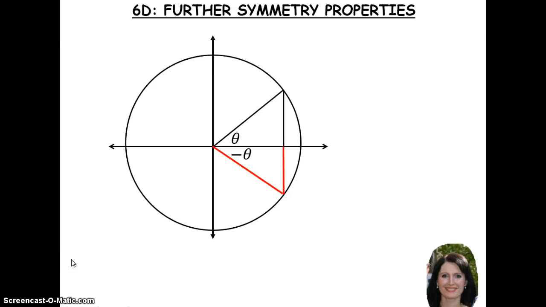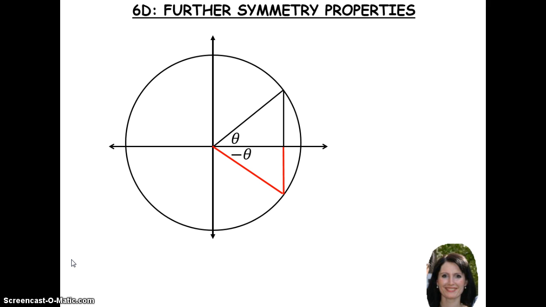Hi guys, today we're going to further investigate the symmetry properties of the unit circle. So we've already looked at some of the symmetry properties. Let's continue with that. What we can see here is a black triangle, which I have the angle theta, and then a red triangle, which I've labelled as negative theta. So if theta was 25 degrees in the black triangle, in the red triangle it would be negative 25 degrees there.